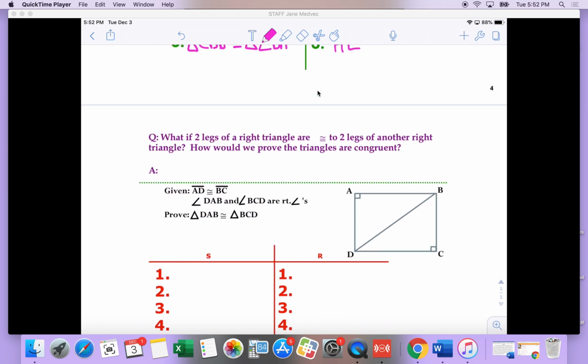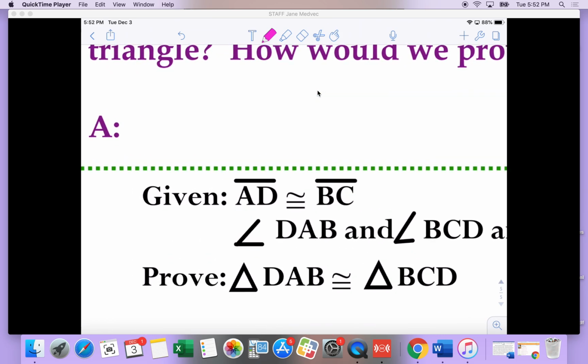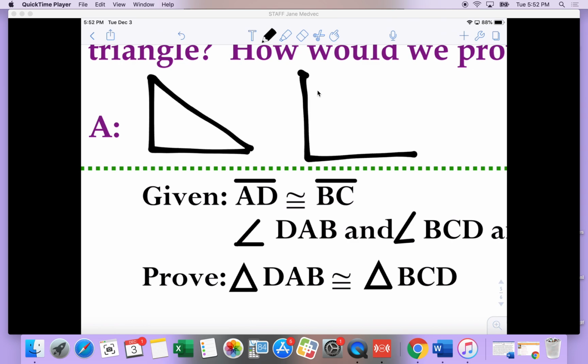All right. Well, what if two legs of a right triangle are congruent to two legs of another right triangle? How would we prove the triangles are congruent? Let's draw a picture of this. So it's saying that I have two right triangles. Okay, and I know they're right because they told me. And they're telling me that I've got one pair of legs congruent. I've got another pair of legs congruent.